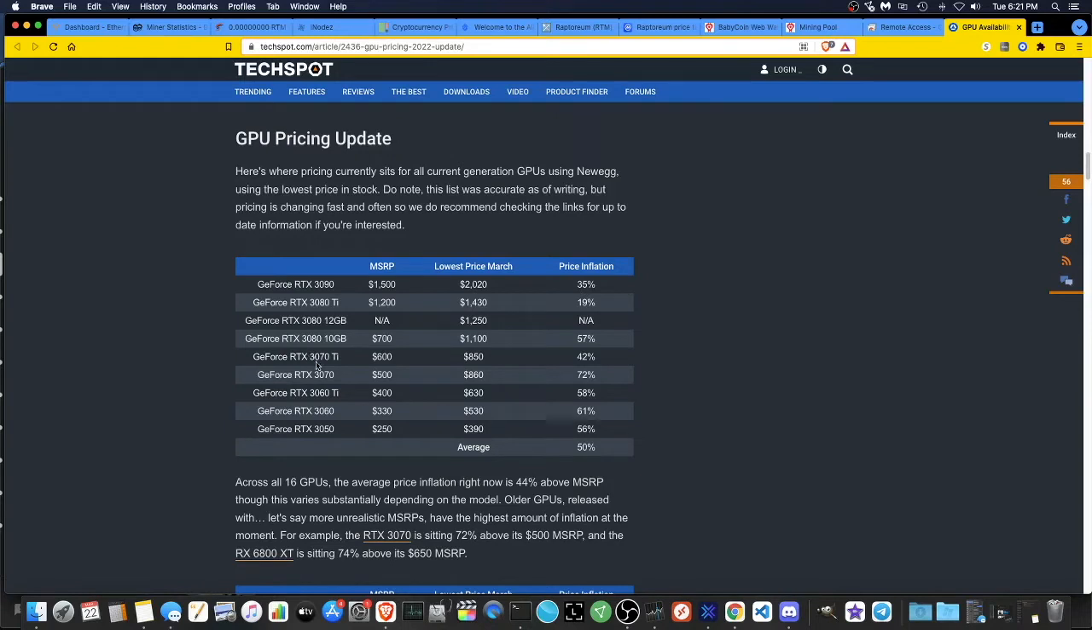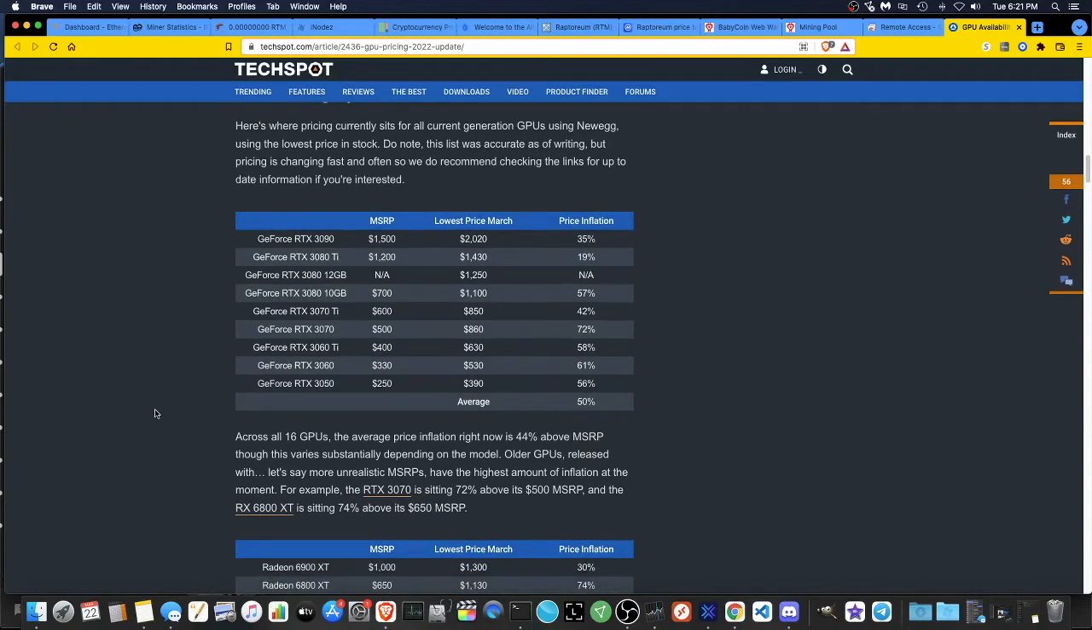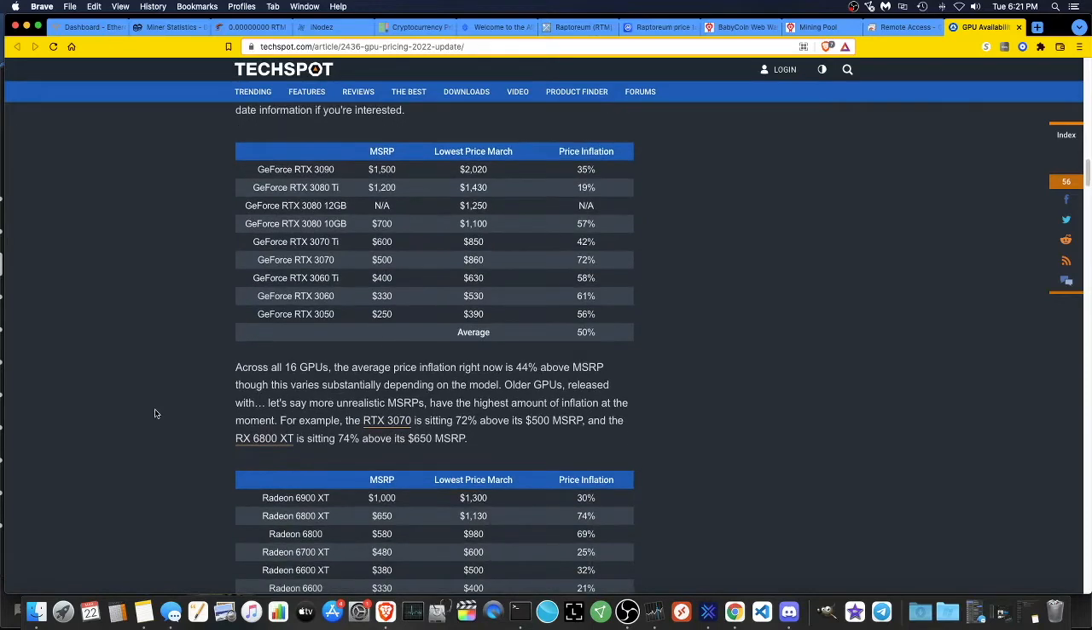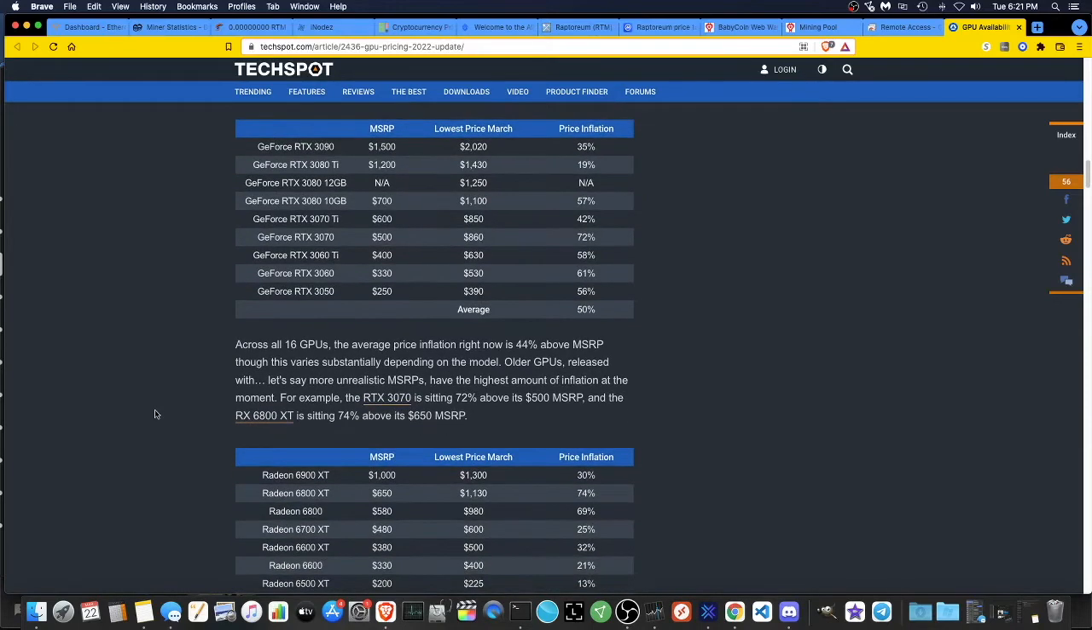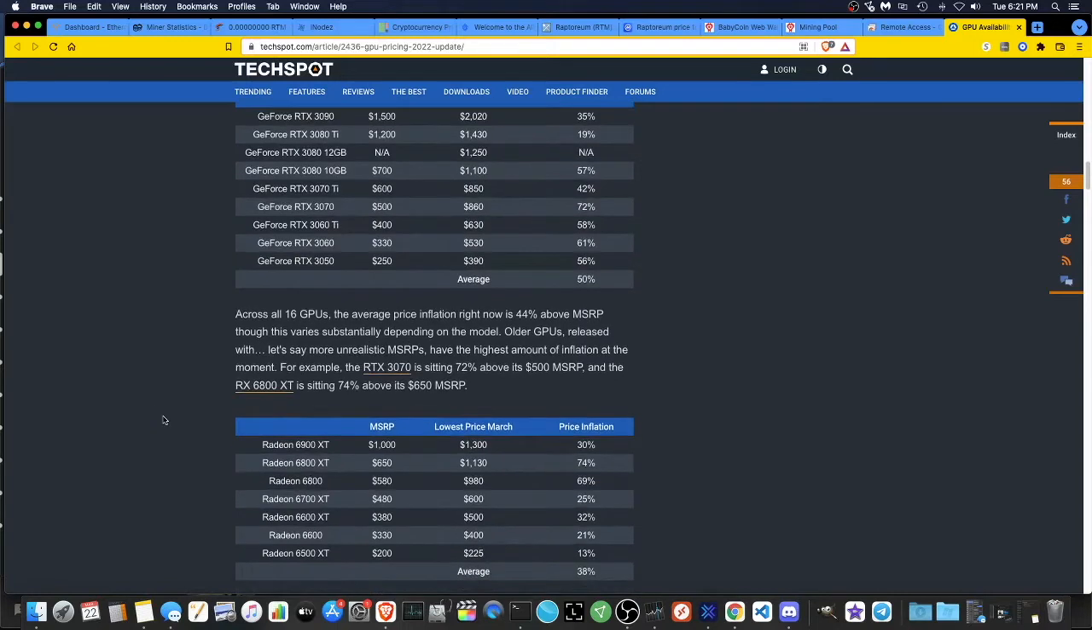You can go through and see the other cards. It's cool to see what the MSRPs are, then what the prices are, and then the scalping inflation and stuff like that. The worst is the 3070, for some reason. It is a 72% price inflation. Anyway, across all 16 GPUs, the average price inflation right now is 44% above MSRP. This varies substantially depending on the model. Older GPUs released with more realistic MSRPs have the highest amount of inflation at the moment. The 3070, like I said, had the highest at 72%.